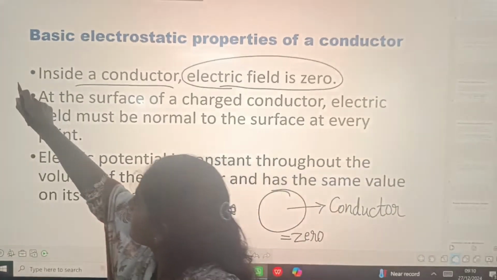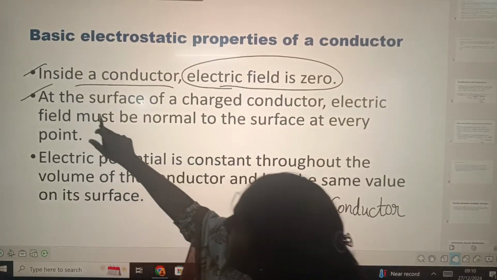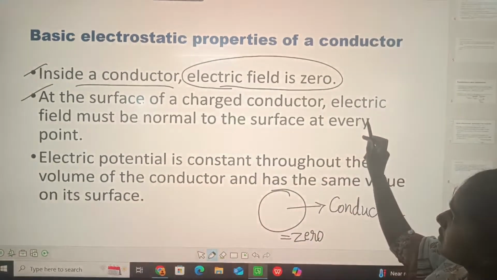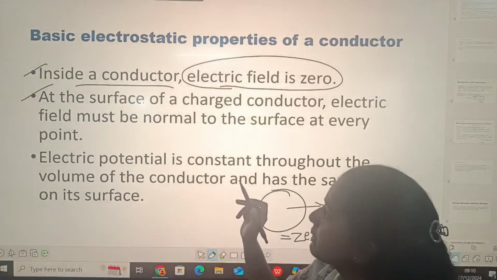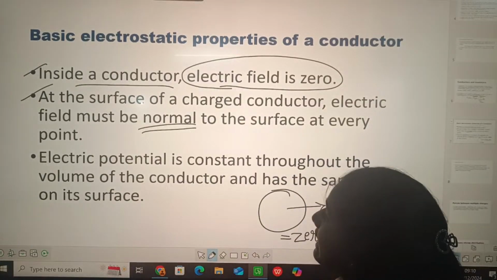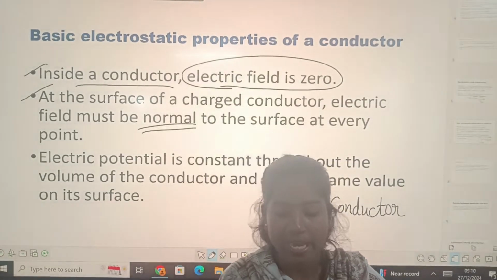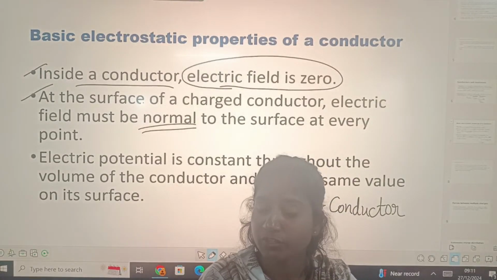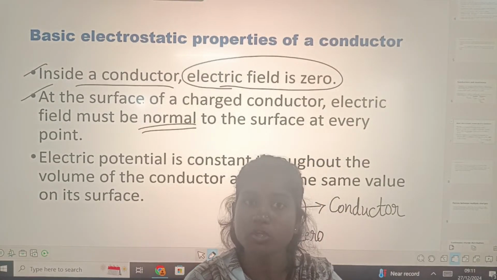Next, at the surface of a charged conductor, the electric field must be normal to the surface at every point. See, I have said inside the conductor, the electric field is always 0. Then what about the surface?